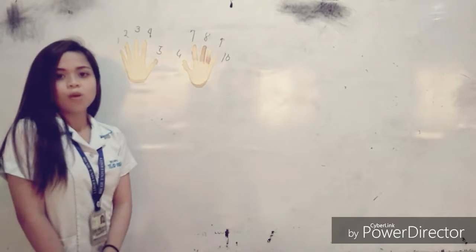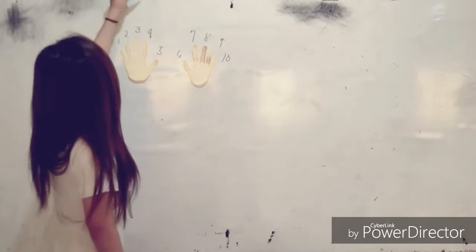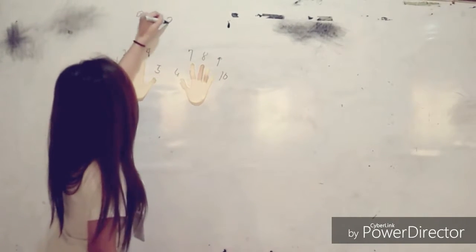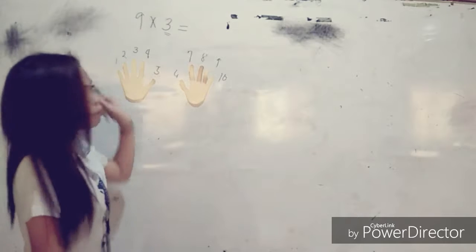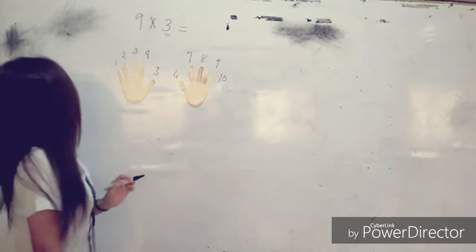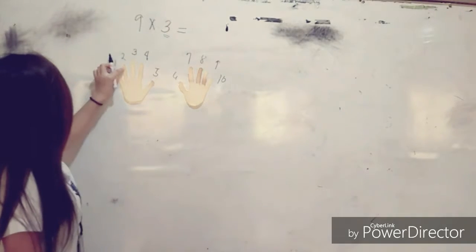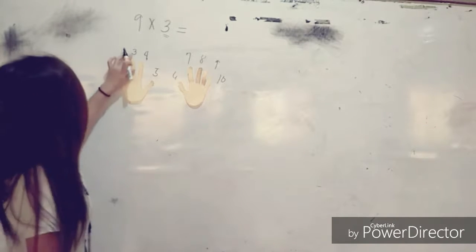For example, we will use 9 and 3 to be multiplied. Since our multiplier is 3, we will count 1 to 3. Let's start. 1, 2, 3. And we will bring it down.